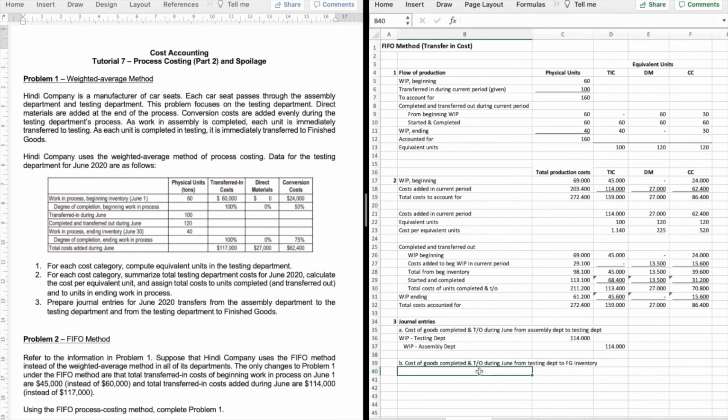And for the journal B, cost of goods completed and transferred out from testing department to finished goods inventory. So we will have finished goods in debit, and in the credit we will have work in process testing department. And since we want to calculate the cost of goods completed and transferred out, we will have to pick the number from the total cost of units completed and transferred out here. And that is all for problem 2.